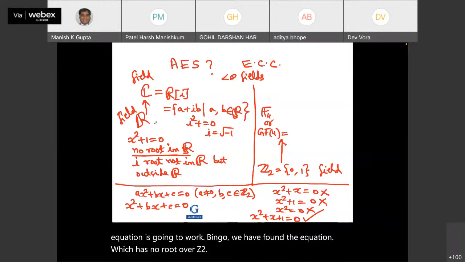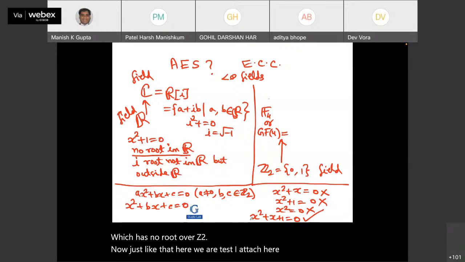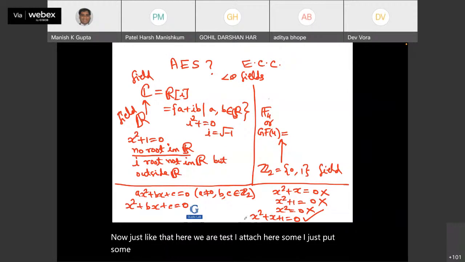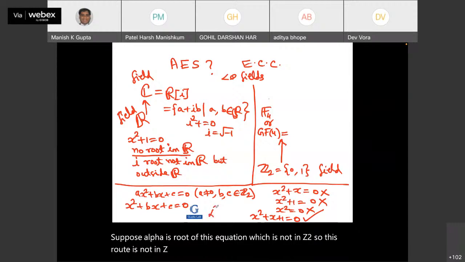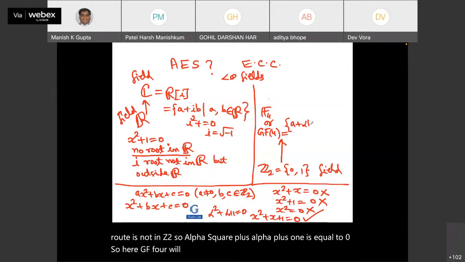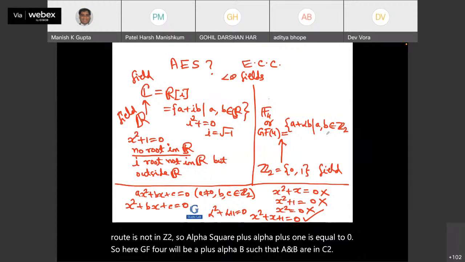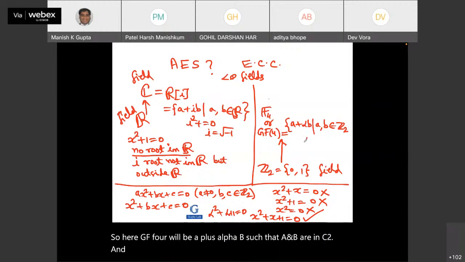Now just like that, I attach some root, I just put some symbol. I call it alpha. Suppose alpha is the root of this equation, which is not in Z2. So alpha square plus alpha plus 1 is equal to 0. So here GF4 will be a plus alpha b, such that a and b are in Z2. And alpha square plus alpha plus 1 is equal to 0, right?